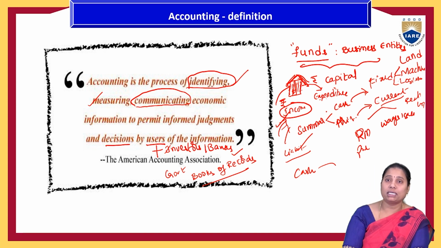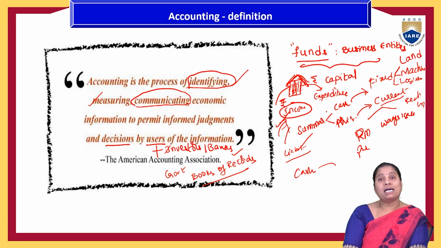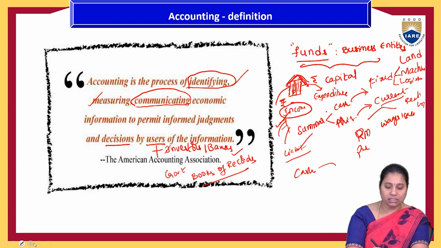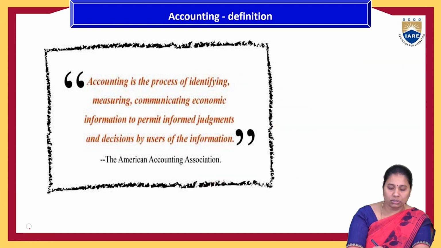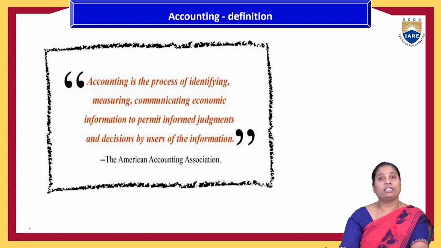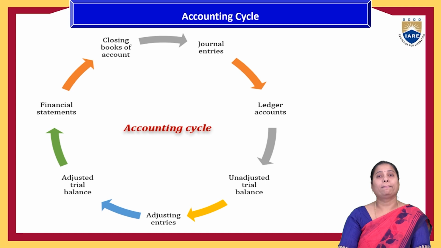Based on that only, they can take the decisions. So for those decisions, the information is going to be provided by the accountant by identifying, measuring, summarizing, interpreting and communicating that information to the users in a prescribed manner with some analytical techniques. So anyhow, this is all about the definition of accountancy. This is a definition provided by the American Accounting Association.